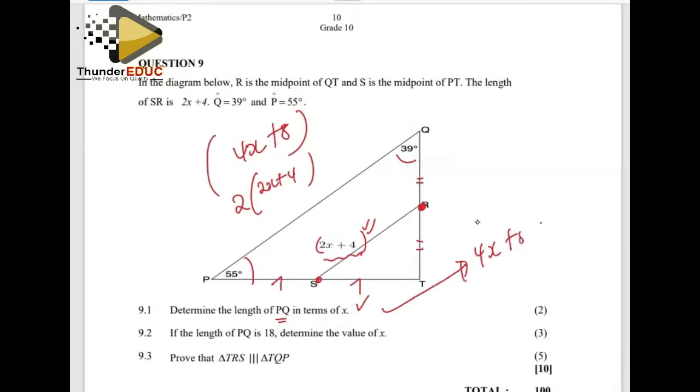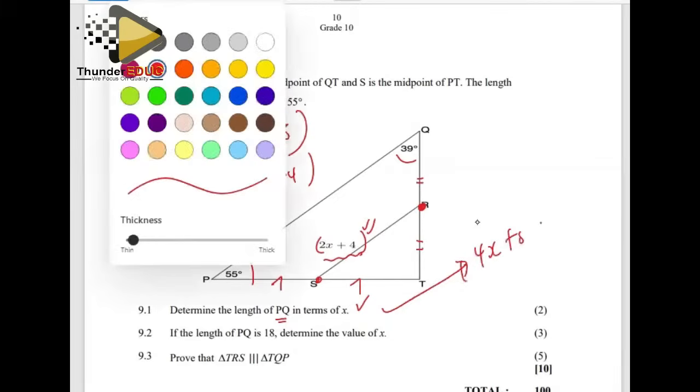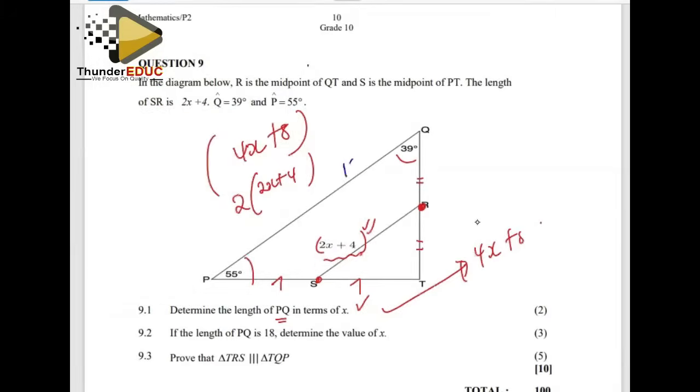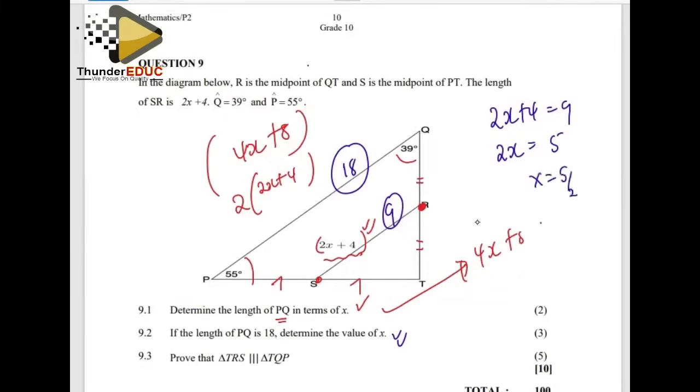And then if the length of PQ is 18, then automatically this is going to be a 9. Can we find the value of x? So I can say my 2x plus 4 is 9. 2x is going to be 5, and then x is going to be 5 over 2, or 2.5. You can do the same thing for 4x plus 8, equate it to 18, and you still get 2.5 or 5 over 2.